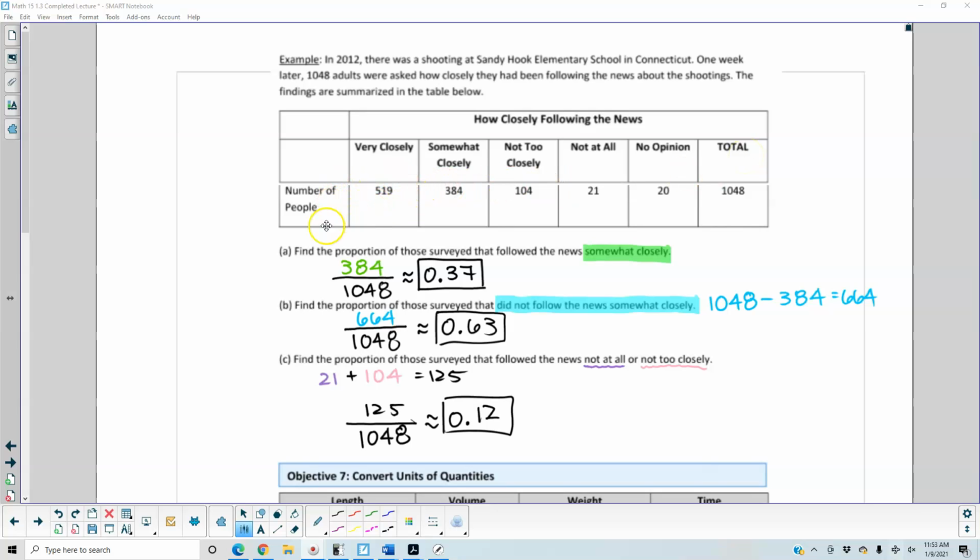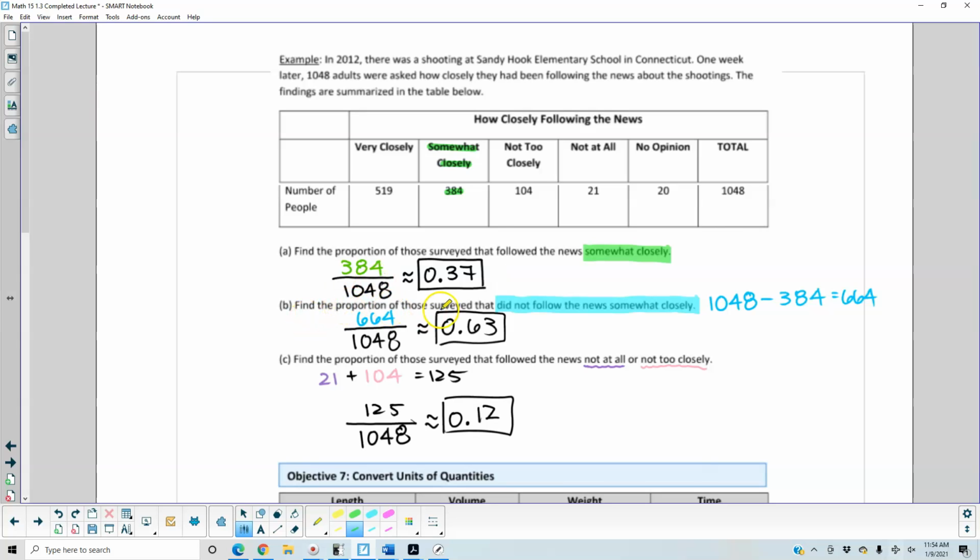So in this first question, it says find the proportion of those surveyed that followed the news somewhat closely. So if we take a look at the somewhat closely, we can see that the number that's given here is 384. And then we need to compare it to the total. So we take 384 and divide it by 1,048, and that gives us approximately 0.37. Now, if we wanted to write that as a percent, just like we did previously, if we multiply that by 100, we would get 37%.